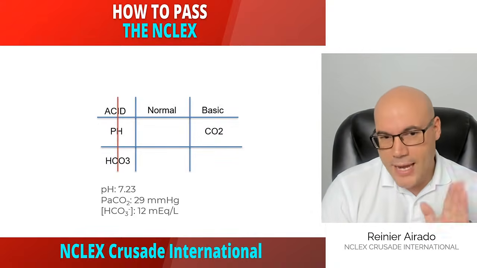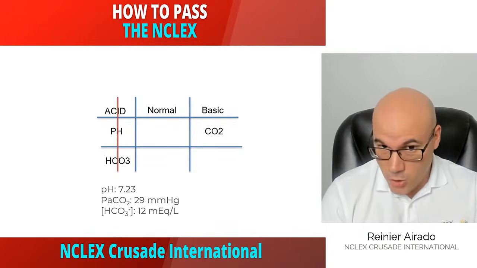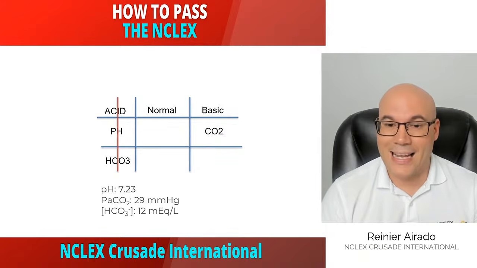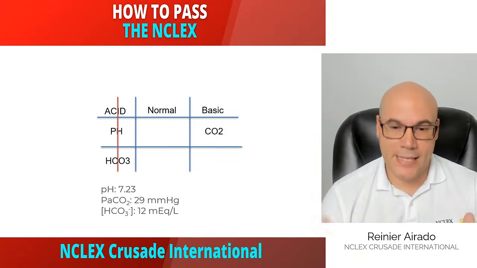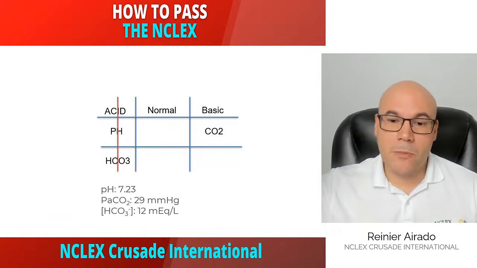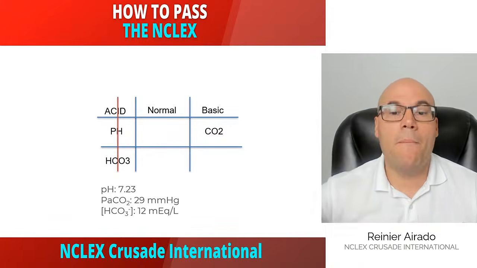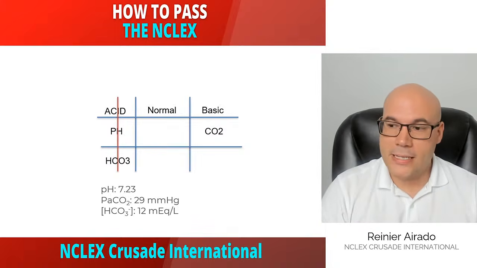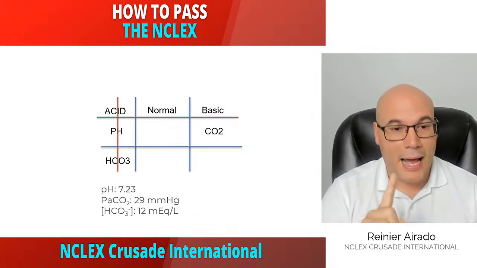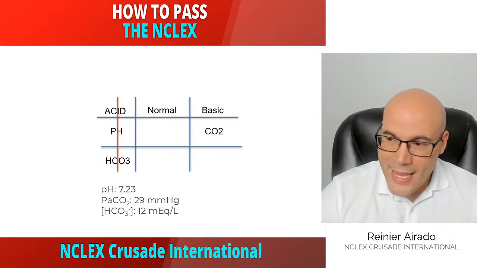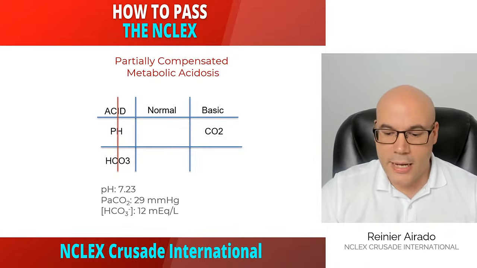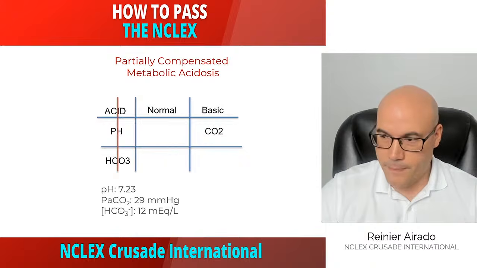If the bicarbonate is in acidosis and the CO2 is in basic or alkalosis, it is compensating. The CO2 is basic, trying to compensate for the acidosis. But if you notice, the pH is still abnormal. So when this scenario is happening, we call it partially compensated metabolic acidosis.